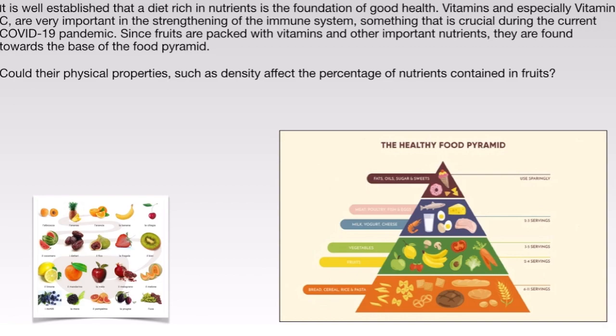Vitamins, and especially vitamin C, are very important in the strengthening of the immune system, something that is crucial during the current COVID-19 pandemic. Since fruits are packed with vitamins and other important nutrients, they are found towards the base of the food pyramid. Could their physical properties, such as density, affect the percentage of nutrients contained in fruits?